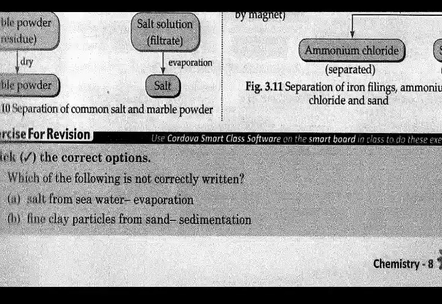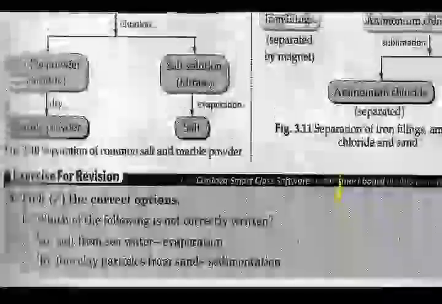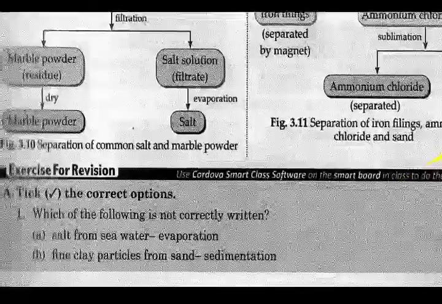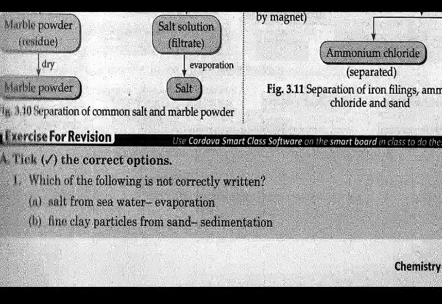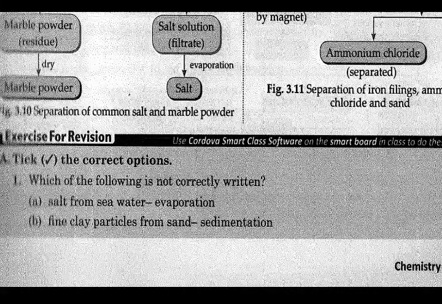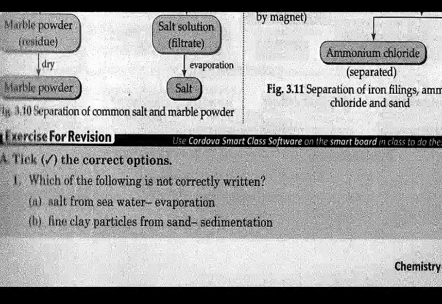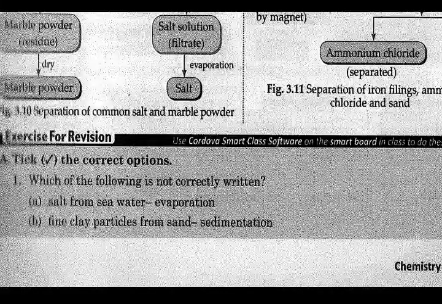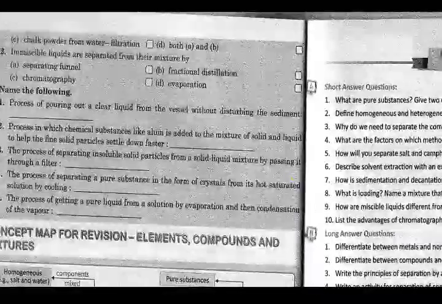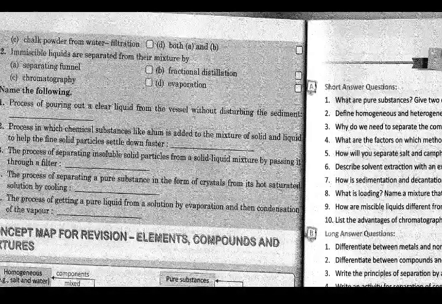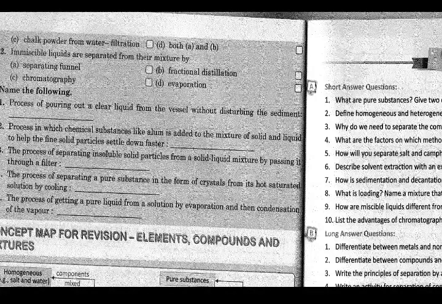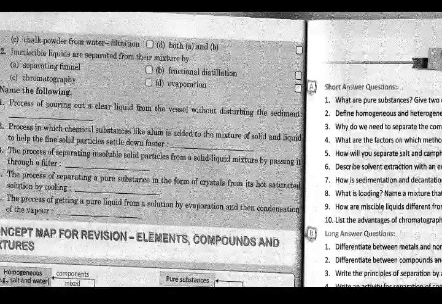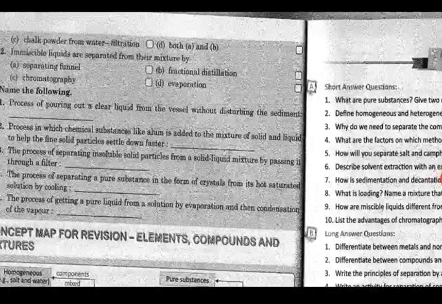So please try doing this exercise and revise. Okay, let's do it just now. Exercise 1, that is exercise 8. Tick the correct option. Which of the following is not correctly written? Salt from seawater by evaporation, fine clay particles from sand by sedimentation, and chalk powder from water by filtration. Which is incorrectly written? Please try finding the answers to this. First revise the whole chapter and then we will discuss the exercise in the next session.